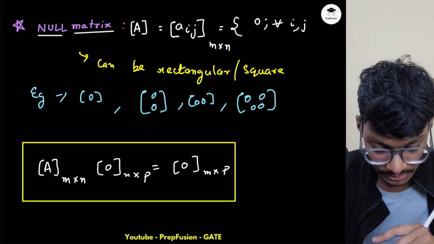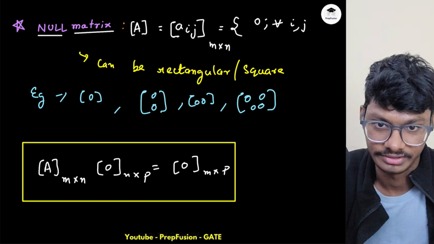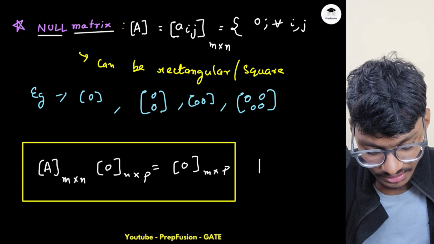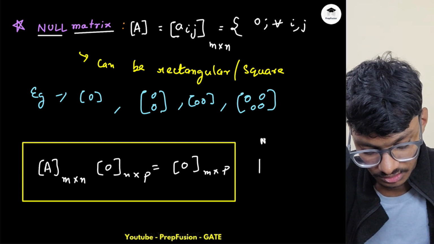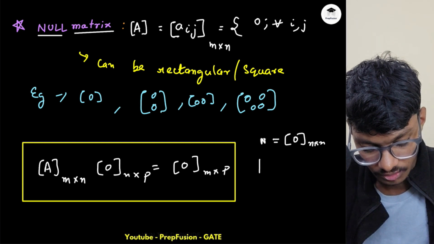Another thing is that the determinant of a null matrix will be zero, obviously, because it contains zeros, so everything is zero. Very simple, right? How can I write the null matrix for the determinant? N equals, obviously it has to be square, right? It has to be square, N cross N.